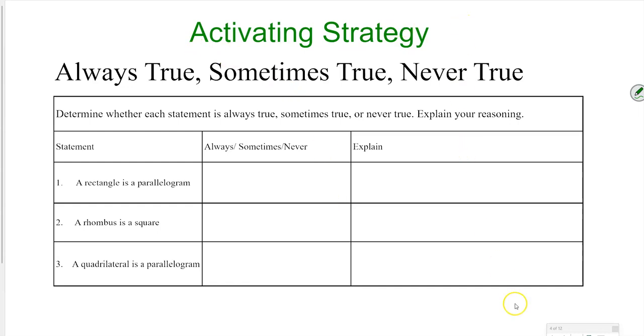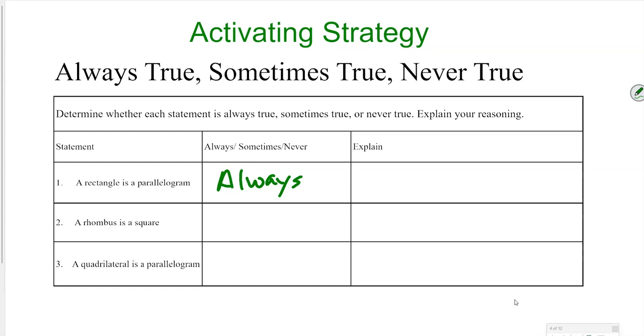So our activating strategy today is that we're going to talk about always, sometimes, or never. What is the case here, okay? When are these always true? When are these sometimes true? When are these never true? Okay, so a rectangle is a parallelogram. This is always true. Why? Because opposite sides are parallel in a rectangle, right?